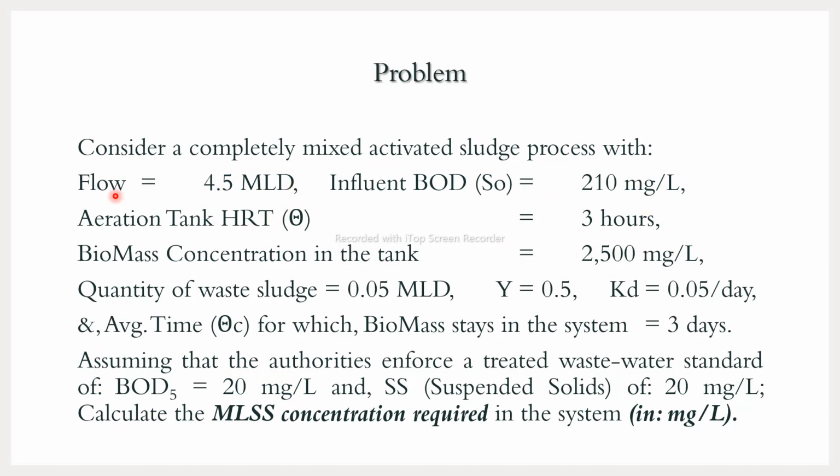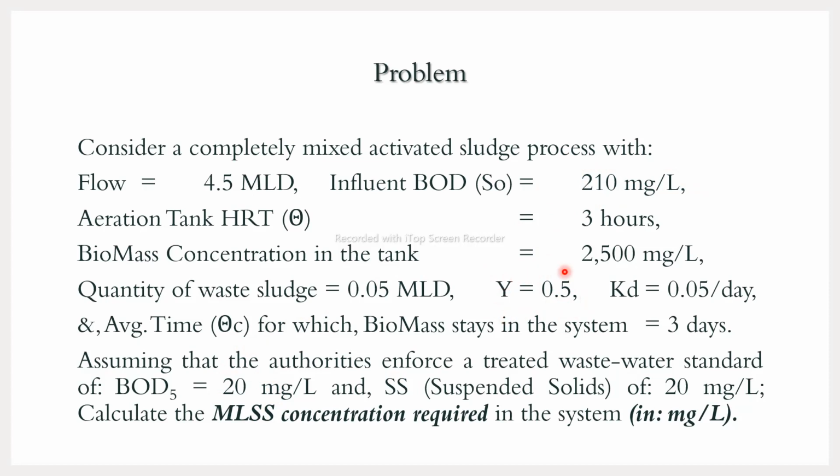at this time scale. This is your 3 hours. But the rate at which the microbes will be growing, or their cells will be multiplying, is at this time scale, that is 3 days. So you have to take the ratio. Either convert 3 days into hours, or convert 3 hours into days, and take the ratio between theta and theta c. Then with that ratio you multiply this difference, 210 minus 20, into Y, that is your yield.